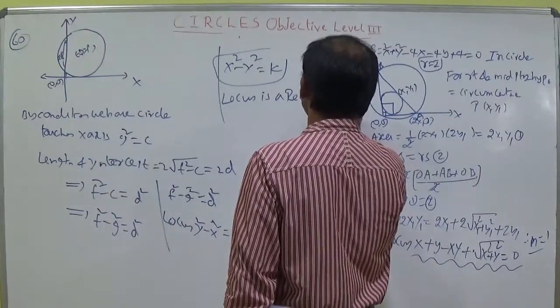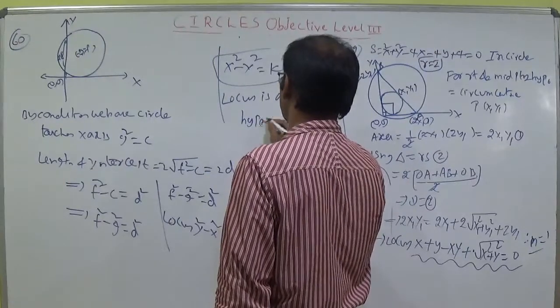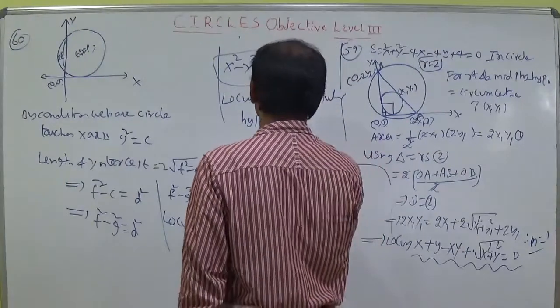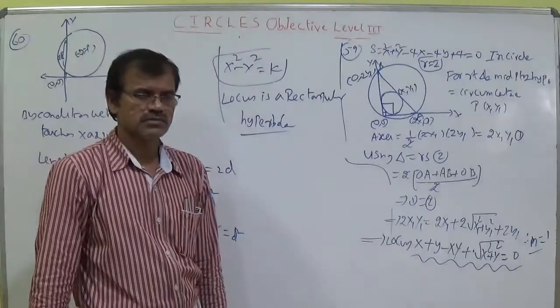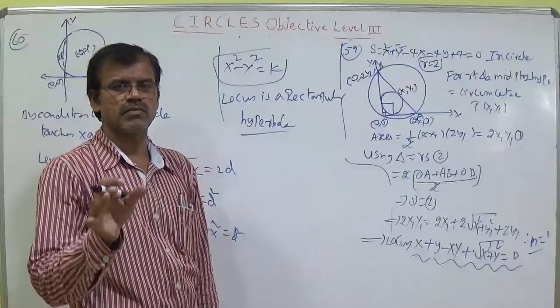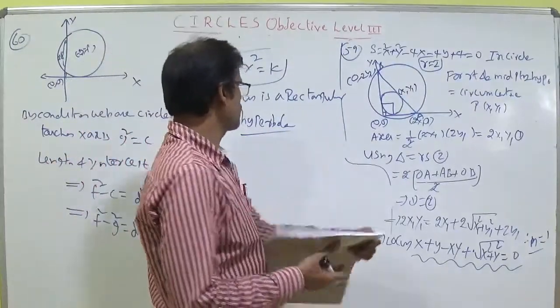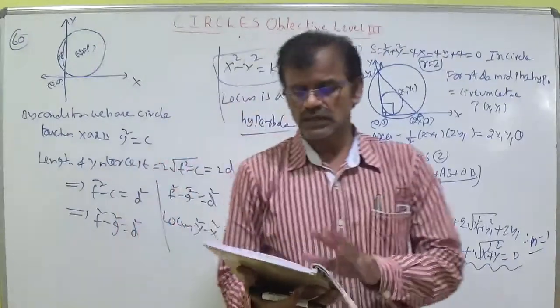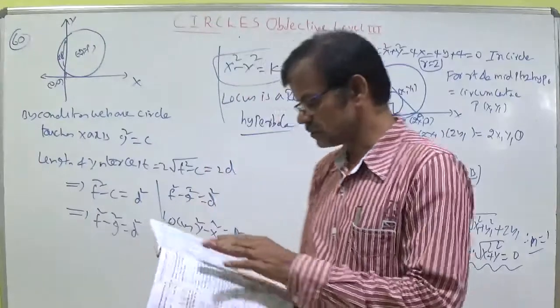In the tangents and normals concept, the standard equation of the circle, parabola, ellipse and hyperbola, everything is covered. This is a rectangular hyperbola, x square minus y square is equal to k. Otherwise, saying it is a hyperbola is also a correct answer. The first option is the correct answer here.